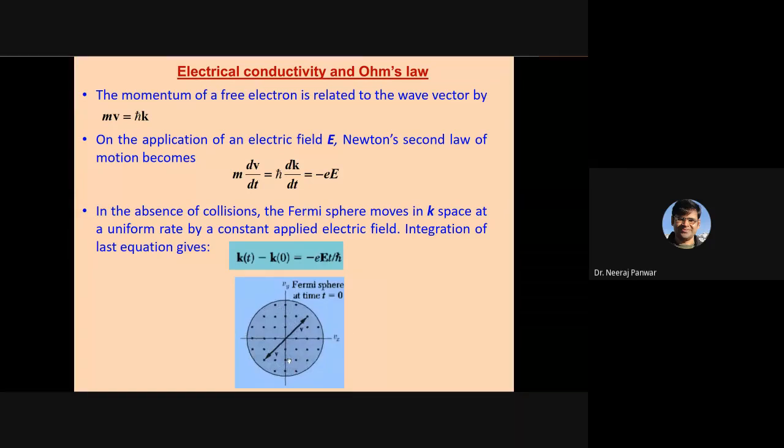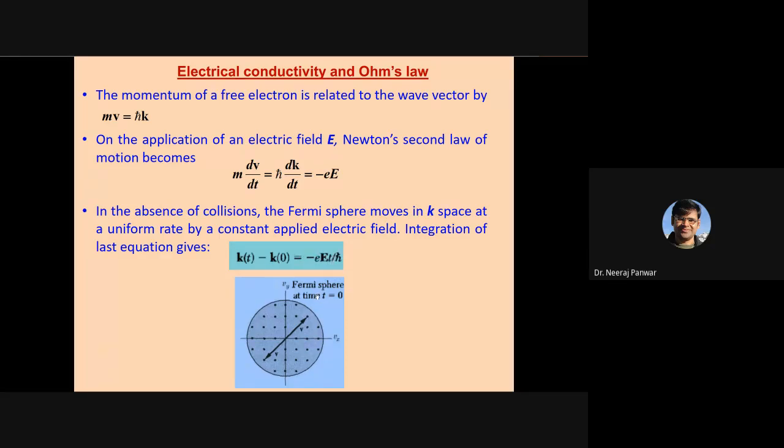But we know that there are collisions of electrons with other electrons that will decelerate the motion of the electron. Therefore, we will see what is going to happen. So when we integrate with respect to time from 0 to t, we get the wave vector k at time t minus the wave vector at time t equal to 0, is equal to minus e E t upon h cross.